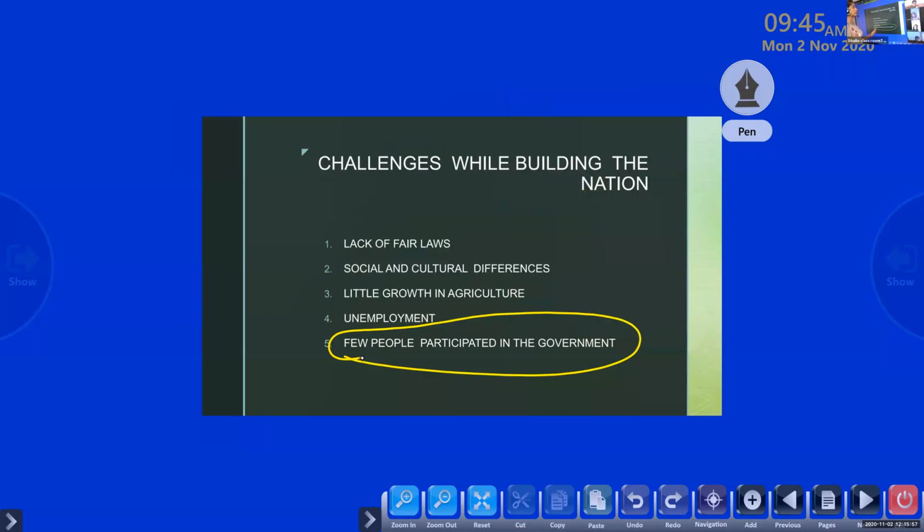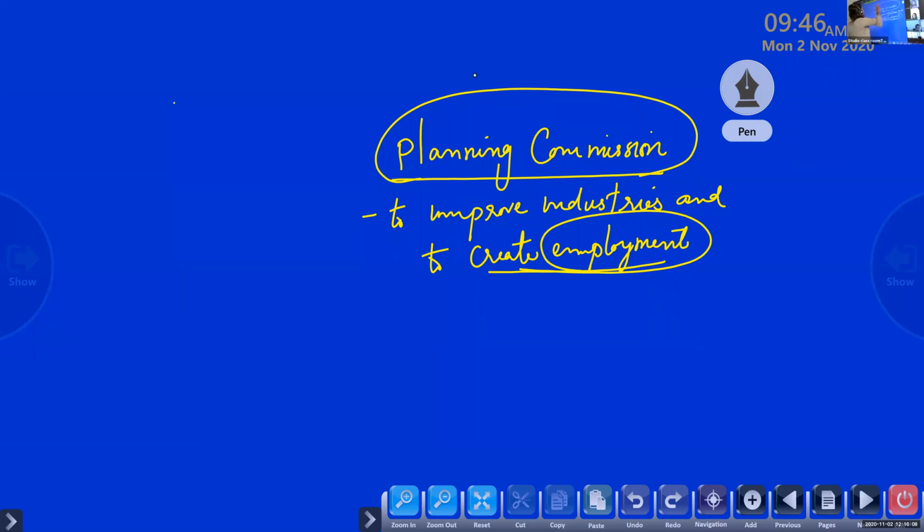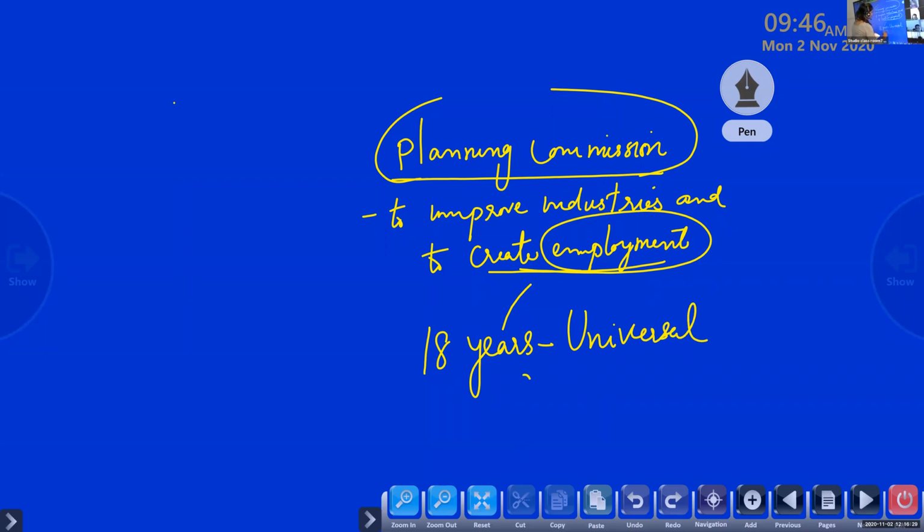Okay, children. So the last problem was that only a few people participated in the government. Everyone did not get the chance to vote during that time. Only a few people were given the chance to vote. That was another problem. So the solution was that the constitution allowed everyone who was over the age of 18 years to vote. That is known as universal adult franchise.